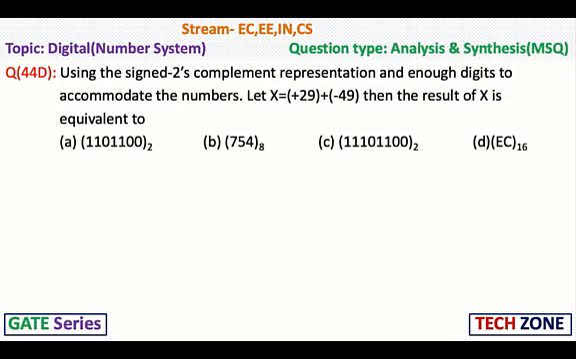Next, so the question here is, using the sign 2's complement representation and enough digits to accommodate the numbers, let x is equal to (+29) plus (-49), then the result of x is equivalent to option A (1101100) under the base 2, option B (754) under the base 8, option C (1110100) under the base 2, option D (EC) under the base 16.